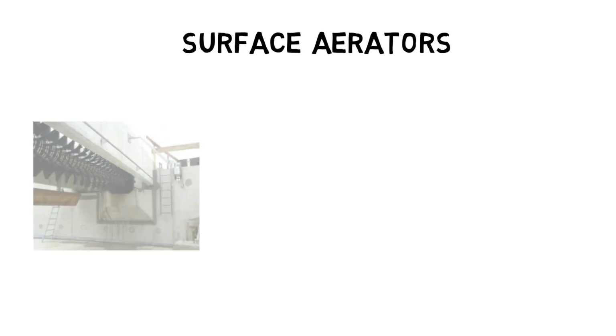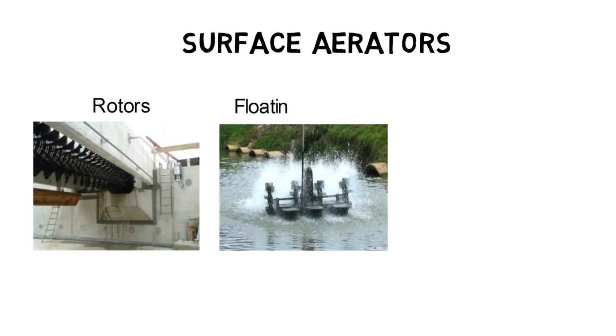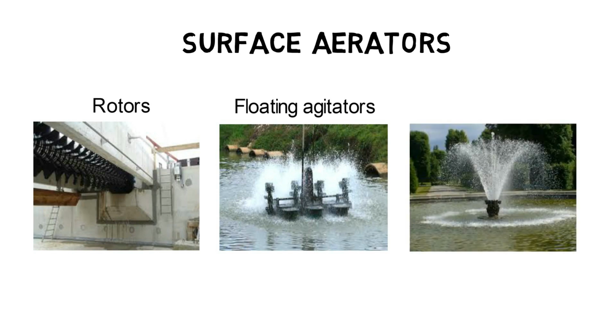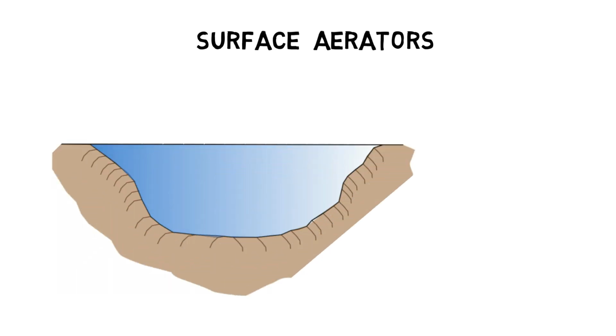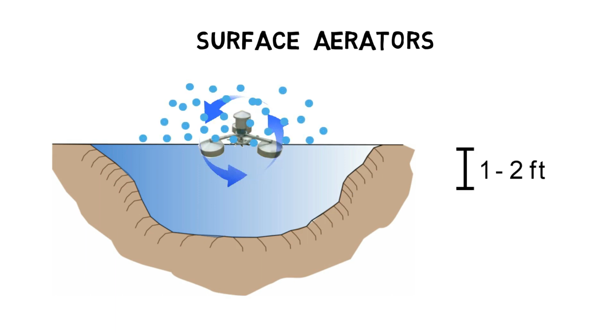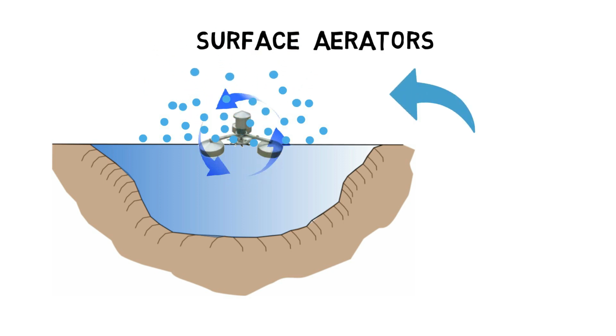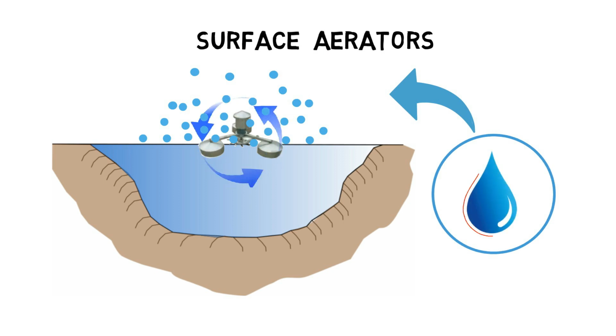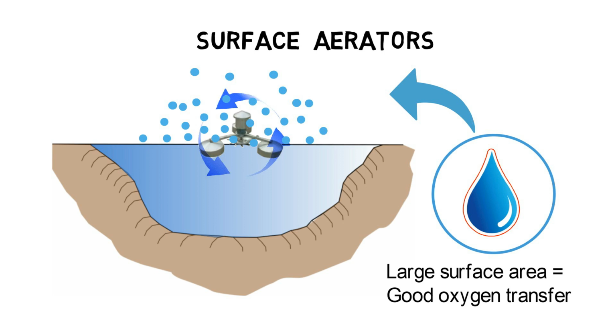Examples for surface aerators are rotors, floating aerators, agitators, fountains, and others. They all have in common that they extract water from the first 1 to 2 feet of the water body and utilize air-water contact to transfer oxygen. By disrupting the water surface, small water droplets are created and propelled into the air. As small water droplets have a large surface area, the oxygen transfer is better compared to oxygen transfer on the water body surface.